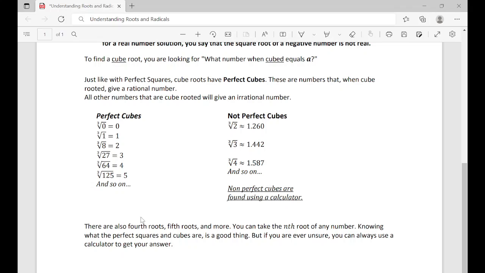There are also fourth roots, fifth roots, sixth roots, and more. Essentially, you could take the nth root of any number, and honestly, you should use a calculator when you do that.